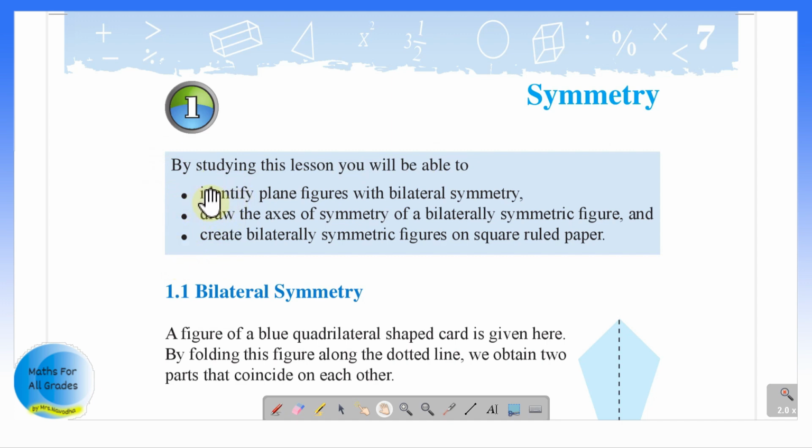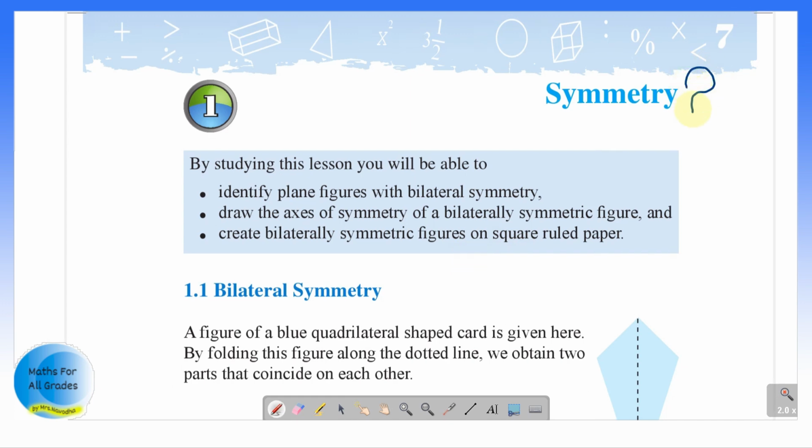Firstly, you will be able to identify symmetrical figures and non-symmetrical figures. I'll describe this word later when it comes to this topic, bilateral symmetry. Secondly, you will draw the axis of symmetry of a symmetric figure. And finally, you will create symmetrical figures by yourselves. Okay, let's get started then.